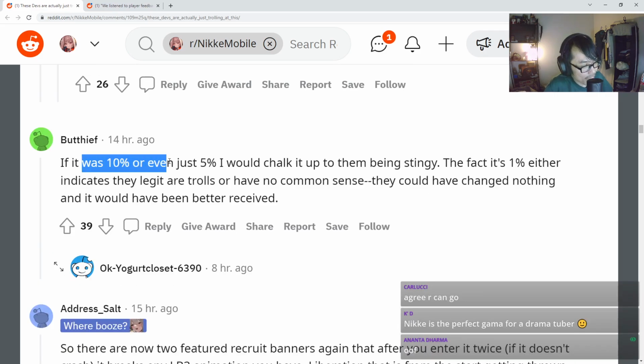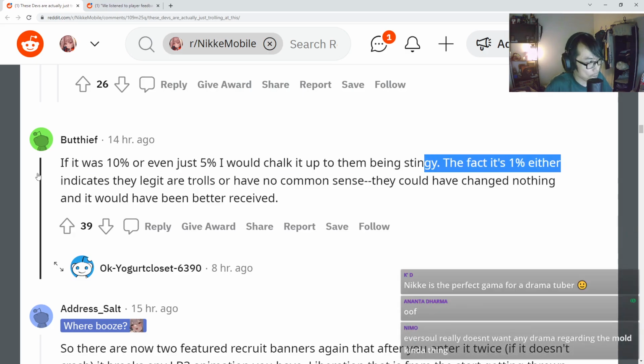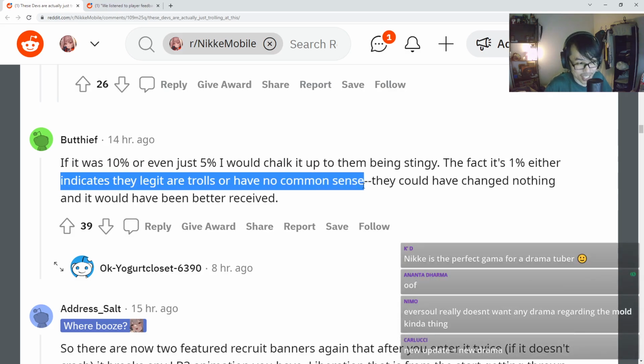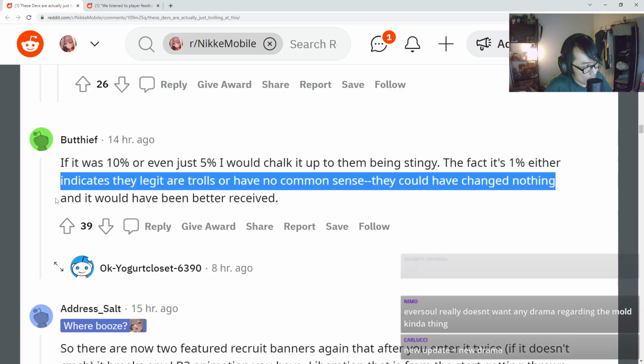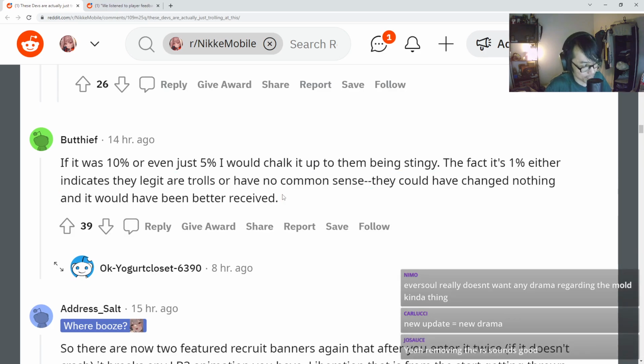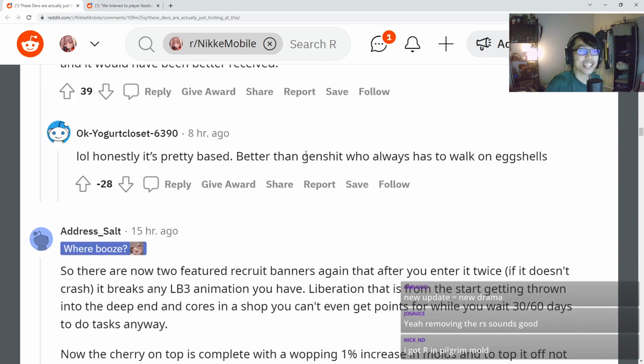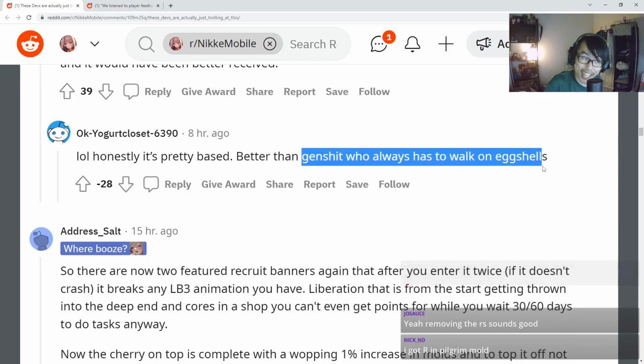If it was 10% or even 5%, I would chalk it up to them being stingy. The fact is 1% either indicates they legit are trolls or have no common sense. They could have changed nothing and it would have been better received. Okay, okay. It's pretty based. Better than Gan, who always has to walk on eggshells.